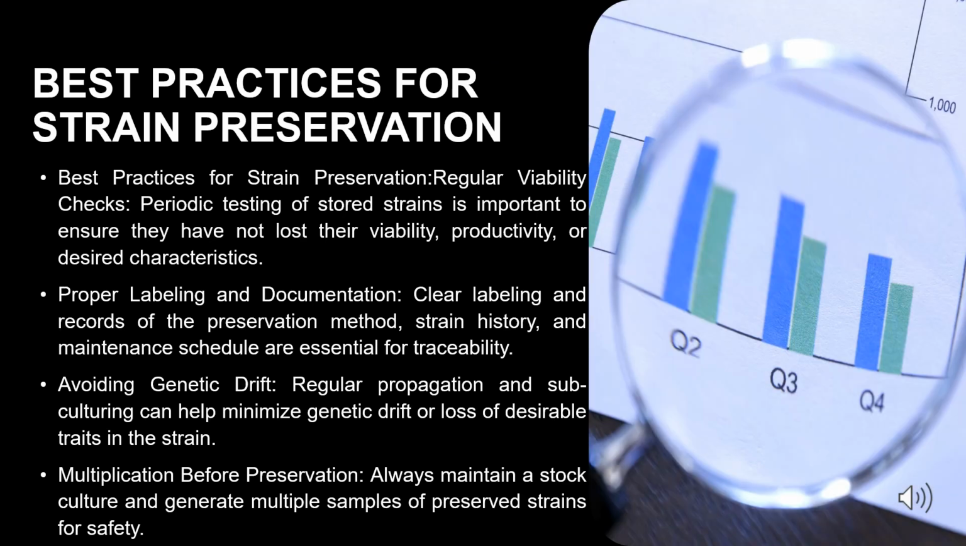Best practices for strain preservation. First, check the regular viability of strains. Second, proper labeling and documentation of the strains. Third, avoid genetic drift. Regular propagation and subculturing can help minimize the genetic drift, and multiplication before preservation. Always maintain a stock culture and generate multiple samples of preserved strains for safety.